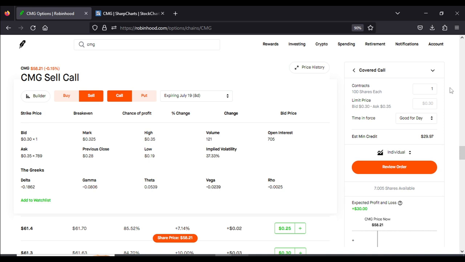Now, a LEAPS option combined with a sell call option creates a new strategy, which is called the PMCC. Let me know if you want me to do a video on the PMCC.